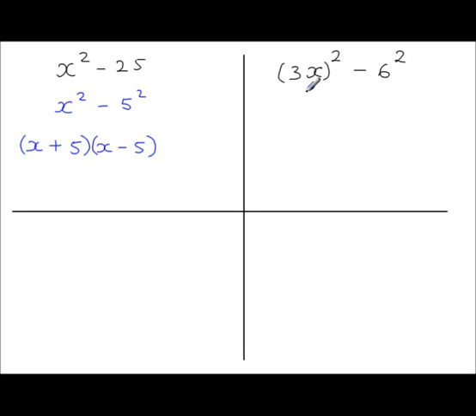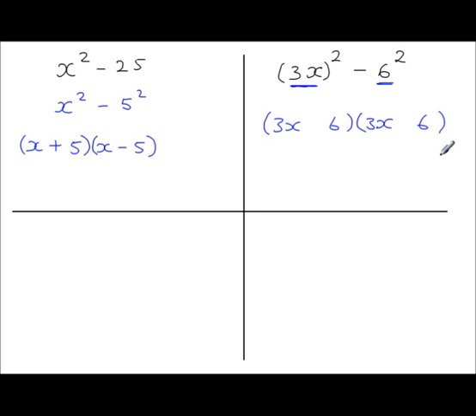Factorizing 3x squared minus 6 squared. So we have this term squared, and there's a minus in between. So we have the difference of 2 squares. So as before, take the 3x and the 6, put them like this.